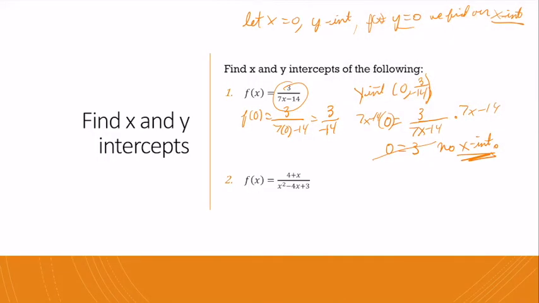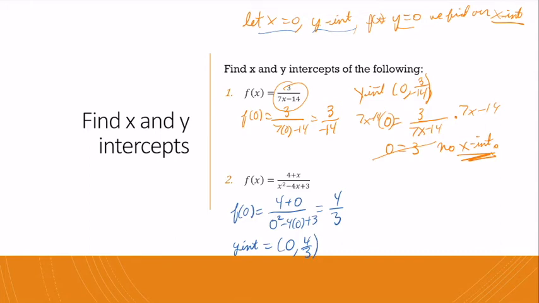All right, let's take a look at our second example. I have f of x equals 4 plus x over x squared minus 4x plus 3. And I'm going to go ahead and solve for my y-intercept by letting x equal 0. So f of 0 equals 4 plus 0 over 0 squared minus 4 times 0 plus 3. So I get 4/3. My y-intercept is when x is 0, y is 4/3.